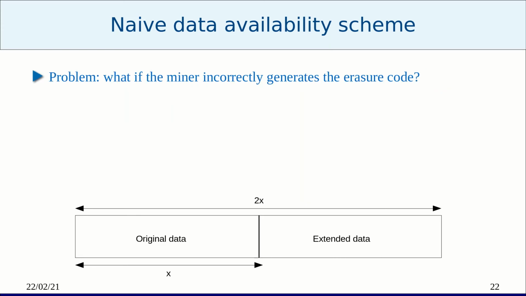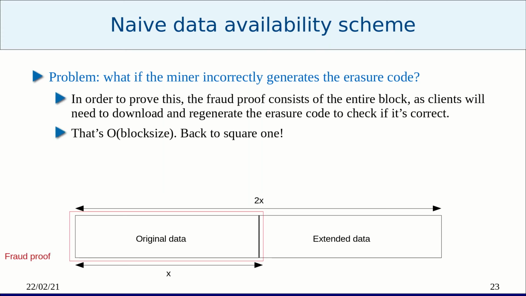The problem with what we've described so far is that the miner could incorrectly generate or compute the erasure code. They could simply commit to gibberish for the extended part of the block. If you want to prove this to a light client, then you basically have to send them the entire original block data so that the light client can recompute the erasure code for themselves to check if it's correct.